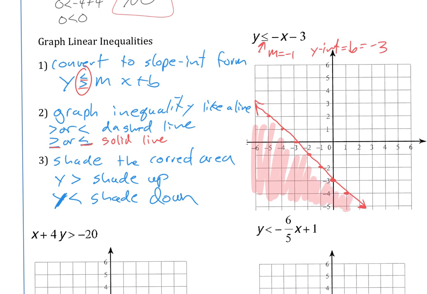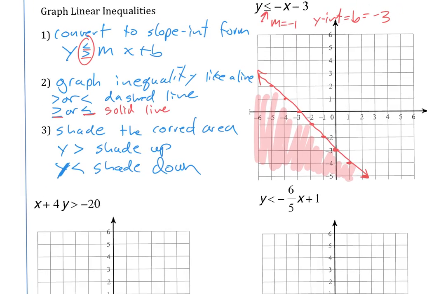So what does that mean? That means that any point along this line is a solution, as well as any point below this line is also a solution. And that's why we have to shade it, because it's not just a line anymore. It's all of these points work in this inequality. Okay, so let's see another one.